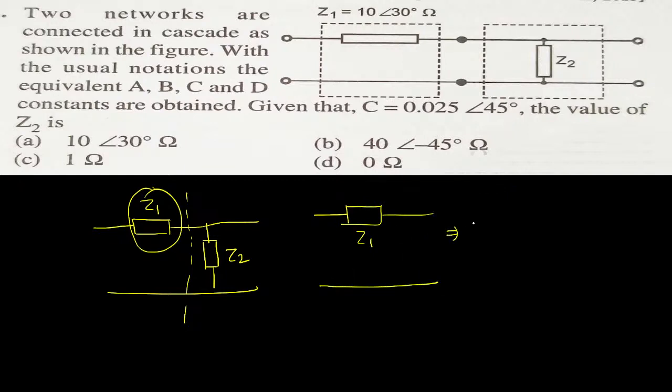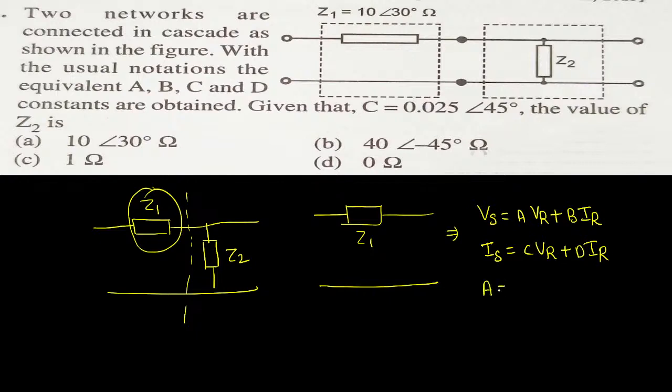The ABCD parameter: sending end voltage equal to A times of receiving end voltage plus B times of receiving end current. See, you should look at this again, only then you will get practice. Again I'm doing it, so you can also do it by yourself. It is very simple question. Fine sir, now how will you calculate?